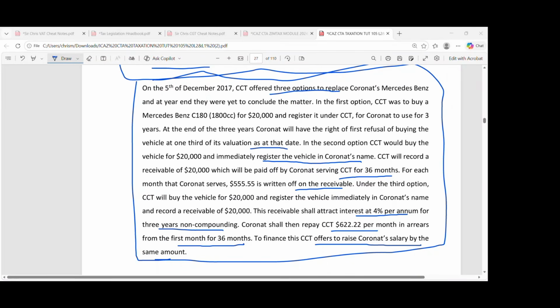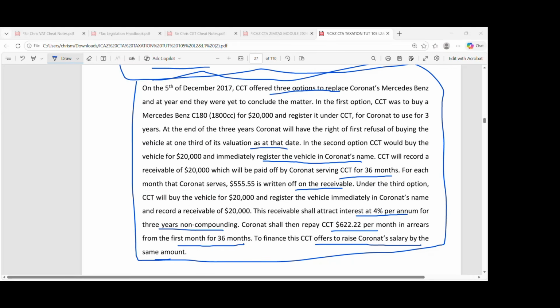Then that's it for CCT, they can only claim capital allowances. So the benefit I'm getting from this as CCT is that we are claiming capital allowances.